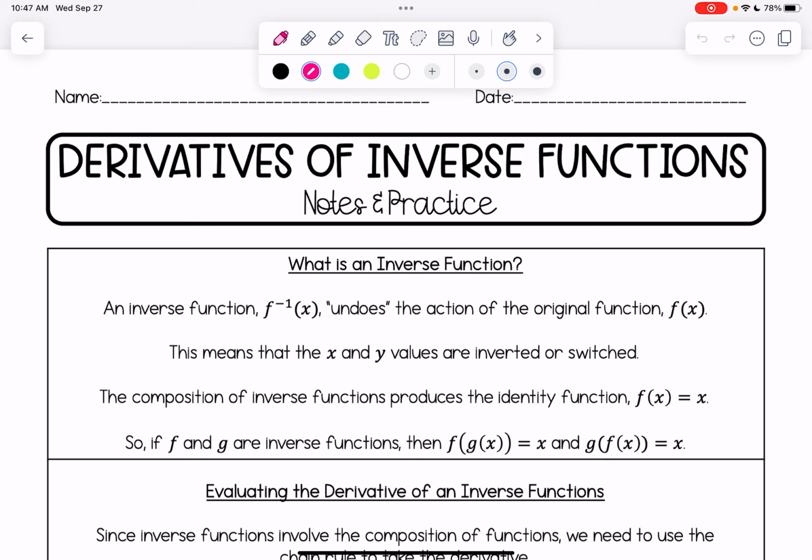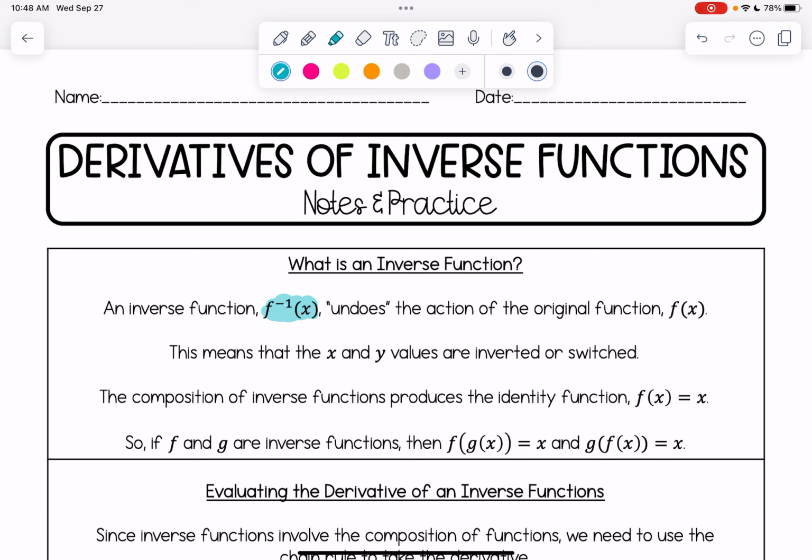In this video, we're going to be talking about how to find the derivatives of inverse functions. So first, let's recap what an inverse function actually is. An inverse function is noted as f to the negative 1 of x. It basically undoes the action of the original function f of x. So that looks like an exponent of negative 1. That's really our symbolic notation for inverse.